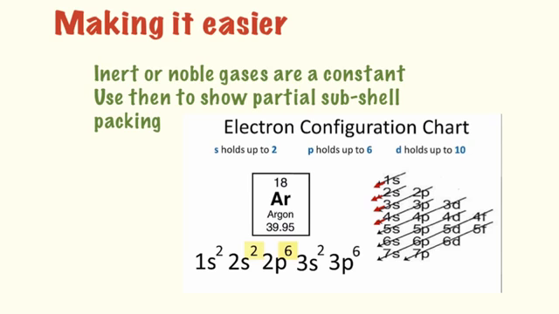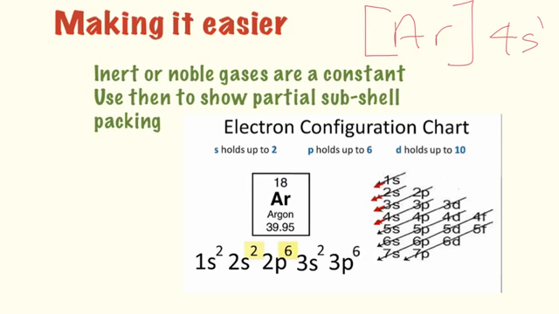If we do one more and go to potassium, which has 19 electrons, then why not simply write that it's argon, but it has 1 extra electron in the 4s shell. And that is the way we do it. We show it in that format. So please use that if the question allows.